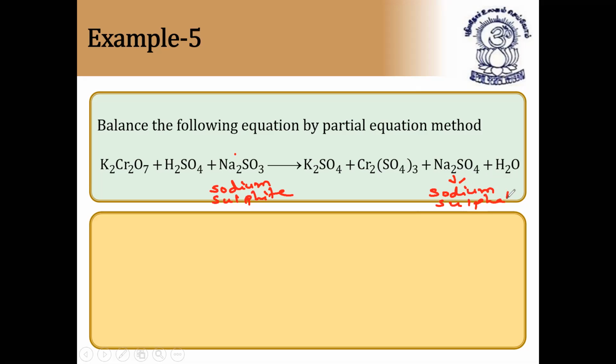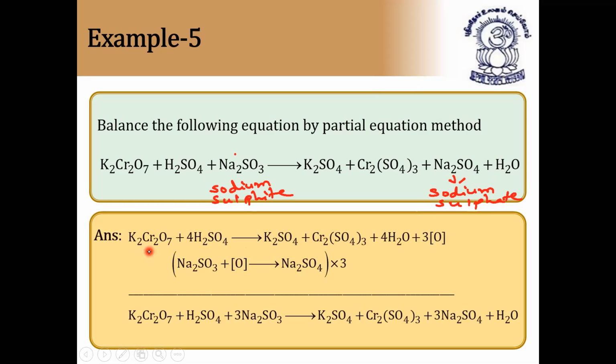So how do we balance this reaction? By using the intermediate formed. Potassium dichromate combines with 4 molecules of sulfuric acid to form potassium sulfate, chromium sulfate, water, along with 3 nascent oxygens. We need 4 molecules of sulfuric acid because there is 1 sulfate in potassium sulfate and 3 sulfates in chromium sulfate. These 3 nascent oxygens combine with sodium sulfite, which is only a reactant, to form sodium sulfate.